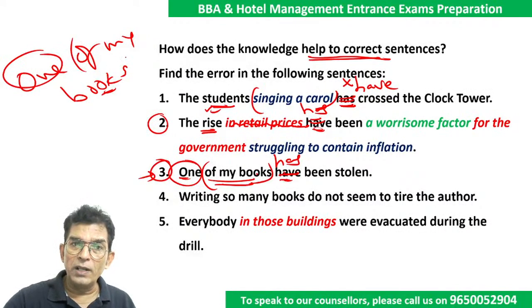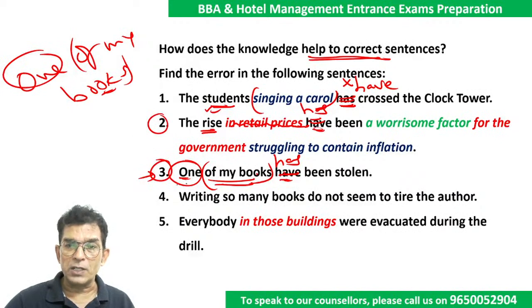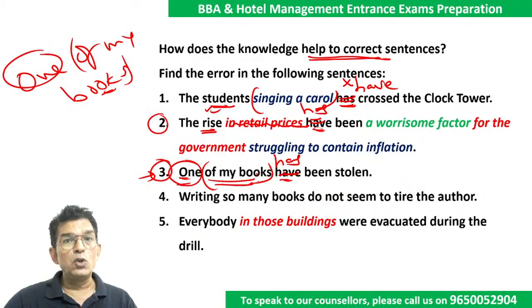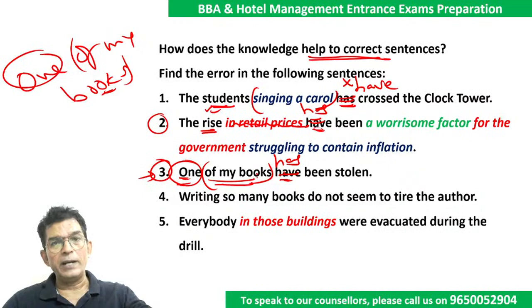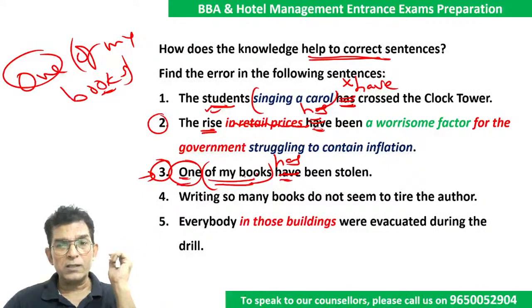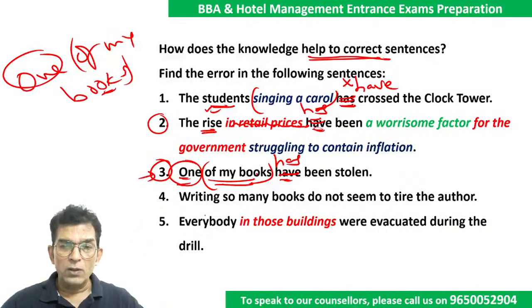And why are we leaving this? Because it's a prepositional phrase. The subject is one, therefore I say has. Two of my books have been stolen, because I'm writing it for two. Of my books is a phrase. Now come to the next one.